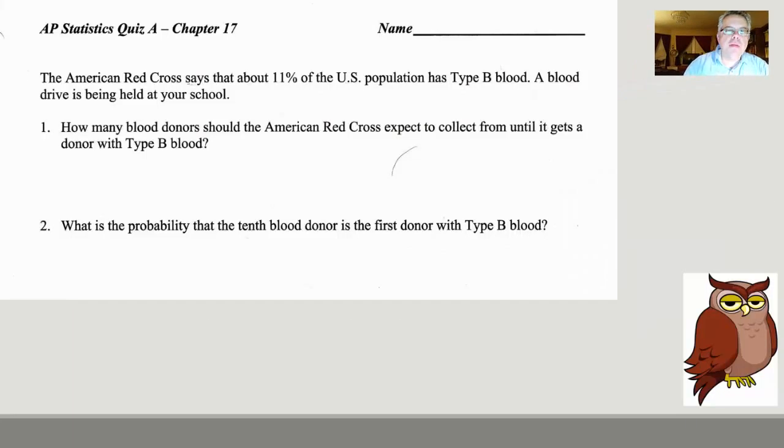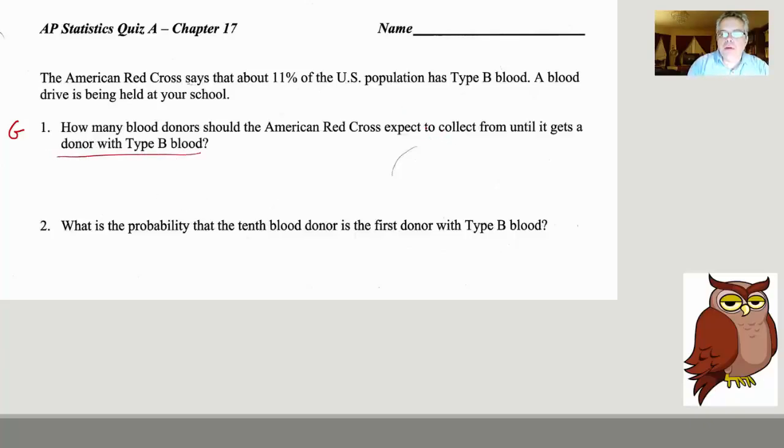First problem is this. The American Red Cross says that about 11% of the U.S. population has type B blood. A blood drive is being held at your school. How many blood donors should the American Red Cross expect to collect from until it gets a donor of type B blood? Right, so this is a geometric problem. Remember I said the first thing to do is identify which model we should use. Geometric, because we're waiting until we get a donor with type B blood.